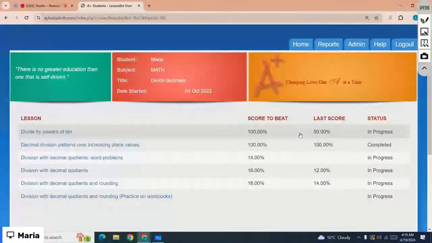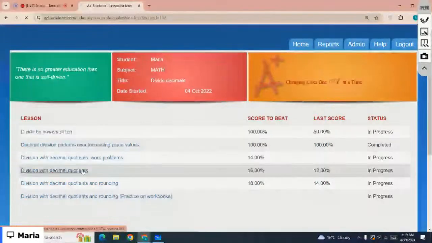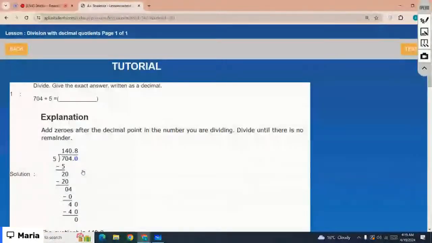Okay, the next one is decimal patterns, division with decimal quotients, word problems. You can do the word problems on your own, right? The next one is division with decimal quotients. No, Sana, I can't. I have to cover each and every chapter. If you have done, you can answer the questions.